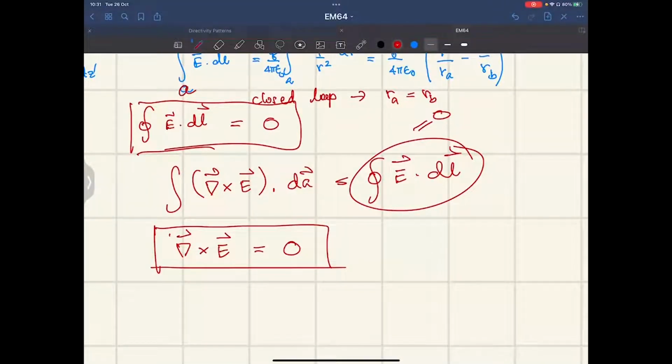It's 0. Is that weird? What does this equation tell you? It tells you that the E field for the static case is going outward, not coming back. Let's say you have a point charge here. It goes in all directions, but it's not circling, it's not coming back.